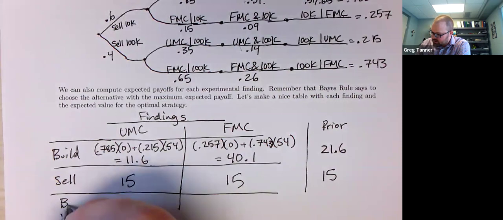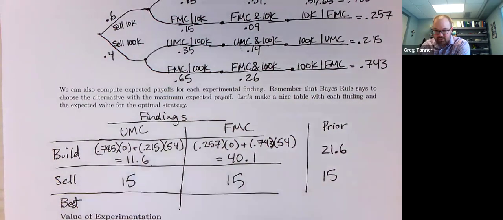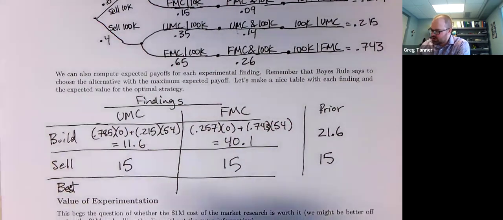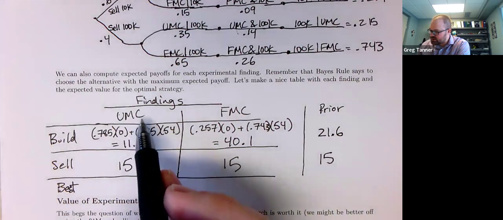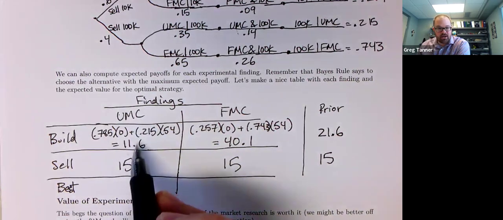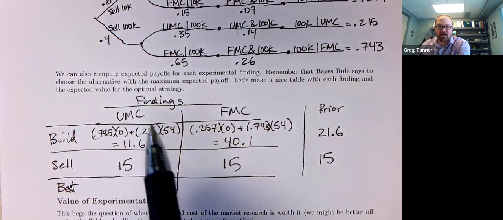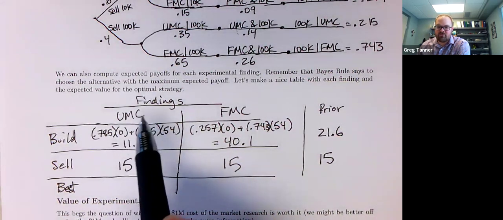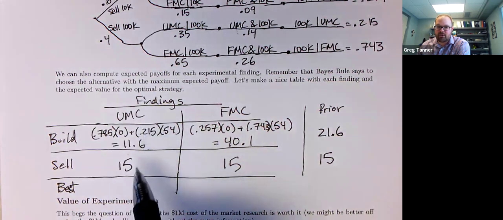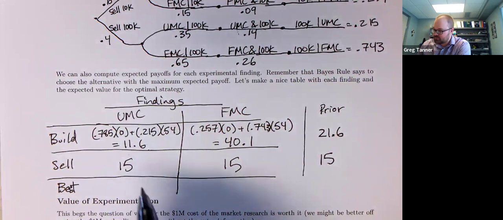Okay. And then I'll make one more spot down here for best. So under unfavorable market conditions, the best that we can do, we now compare the 11.6 to the 15, and we notice that, hey, if they come back and tell us unfavorable market conditions, we're better off selling our rights because that will give us a better expected value.